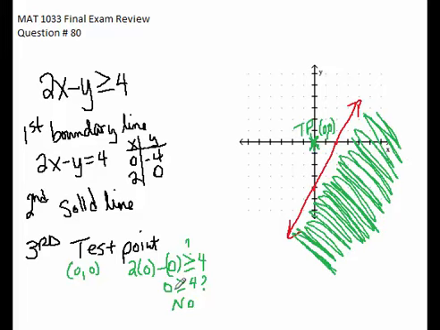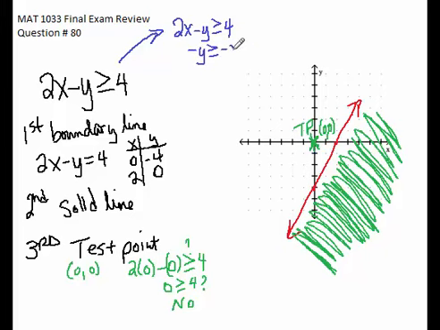Now, if the test point had made this true, then we would be shading over the test point. But because it makes it false, we shade below the line in this particular case. There was an alternate way to determine whether we shaded above or below the line. So if we take this and solve for y, 2x minus y is greater than or equal to 4.